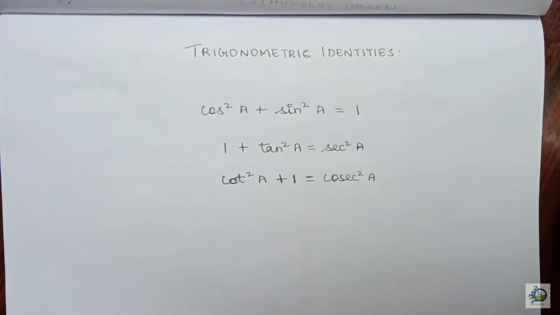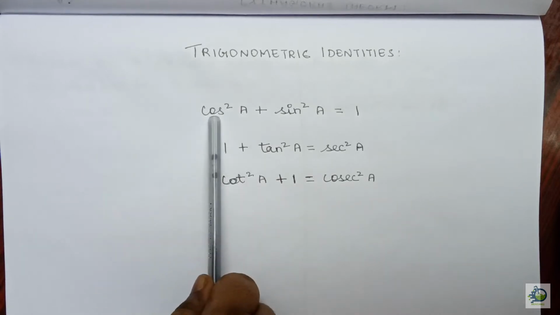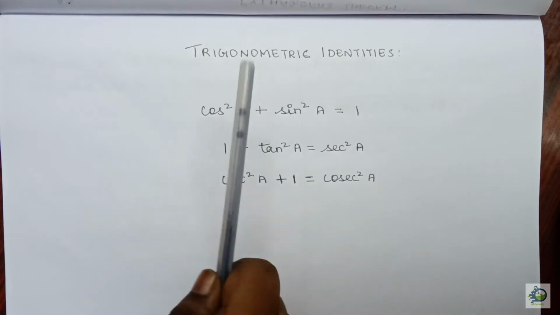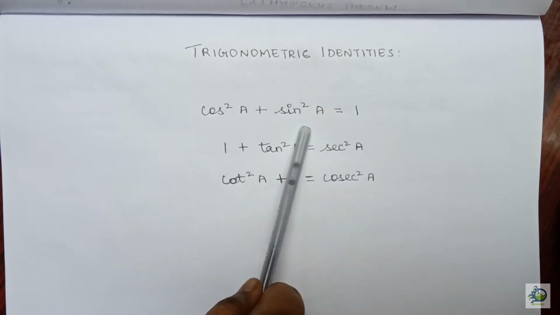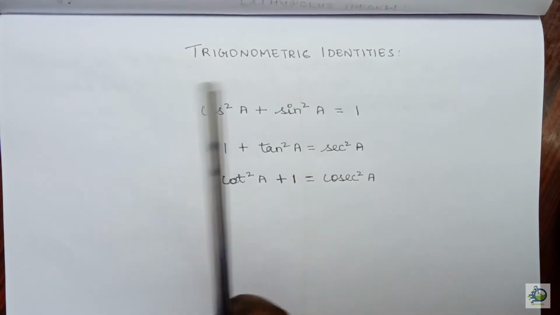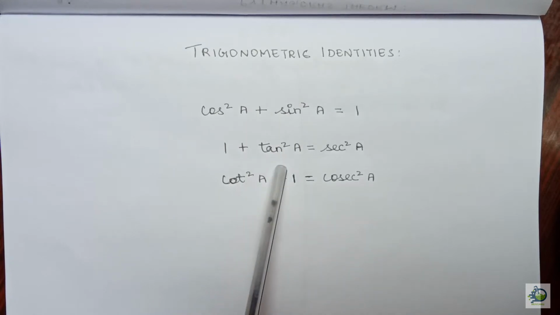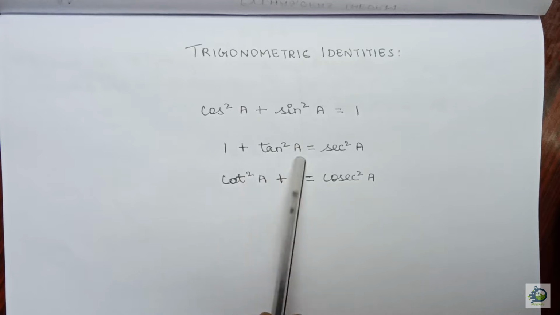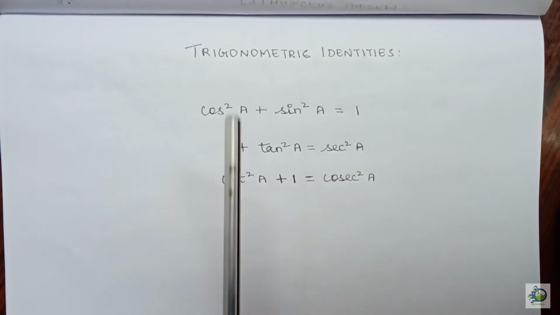We need these three identities to solve exercise 8.4. Cos square theta plus sin square theta is equal to 1. So, when we add cos square A plus sin square A, the answer is 1. Similarly, 1 plus tan square A can be written as secant squared A.